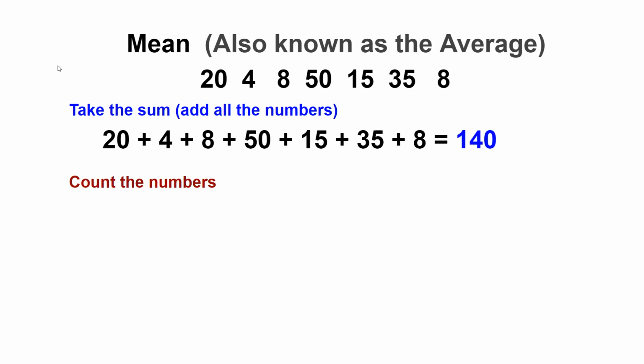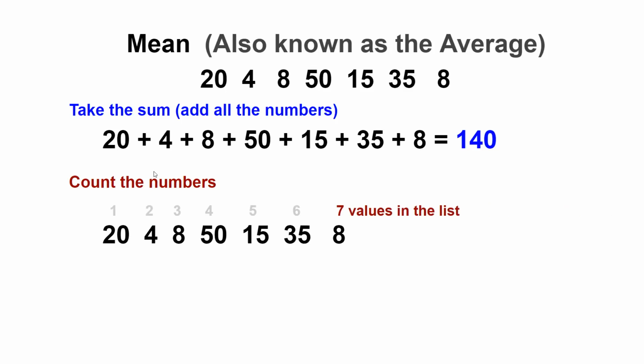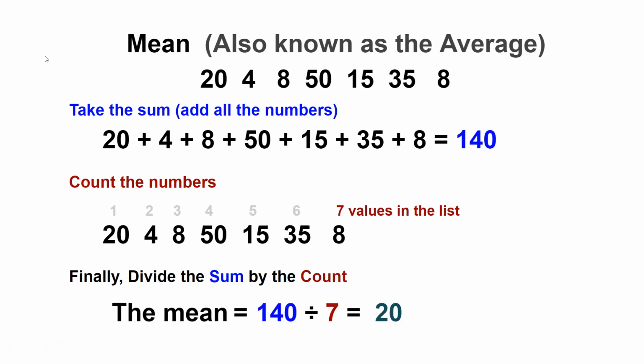Then we count the numbers. How many are there? 1, 2, 3, 4, 5, 6, 7. There are 7 values in this list. Now we're going to put those two things together by dividing the sum by the count. The mean is going to be 140 divided by 7, 20 in this case. Our mean is 20.